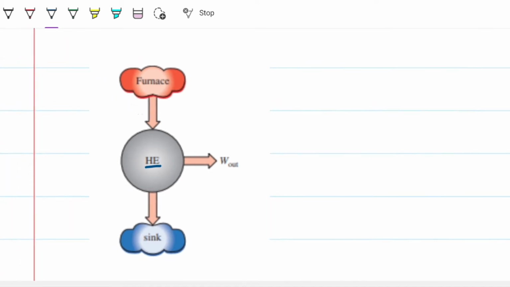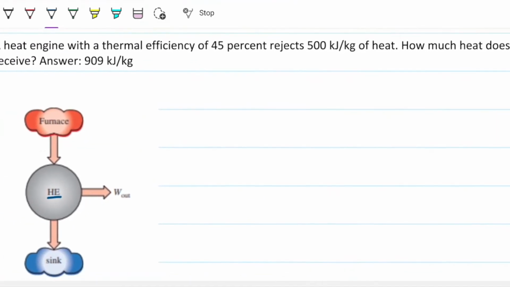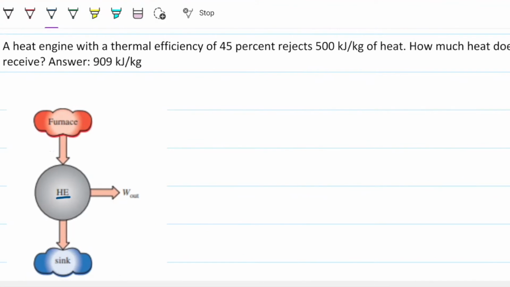So this simple problem reads like so. A heat engine with a thermal efficiency of 45% rejects 500 kilojoules per kilogram of heat. How much heat does it receive? Pretty much this is saying that this rejection over here is 500 kilojoules per kilogram. We don't know the work output, and we don't know how much heat it receives, but we do know its efficiency is 45%.